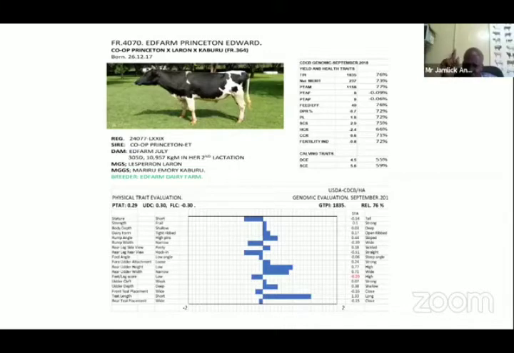Now, the first one is yield and health traits. And this one tells you the evaluation was done in 2018, thereabouts, if I see it right. And then you can see now the total performance index, the one we talked about, is 1,835, with a reliability of 76%.